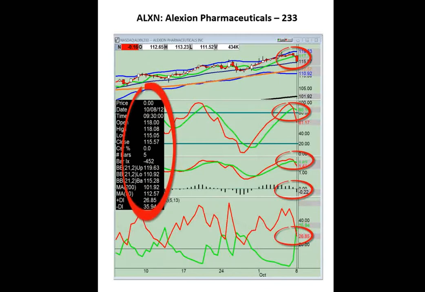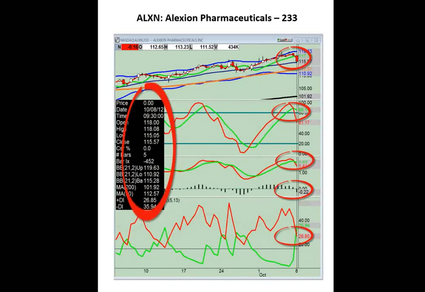And then the BB21,2 BA is the basis line. That's basically the middle Bollinger Band, and you can see its value is 115 and change. The next line says moving average 200, MA 200. You can see that's the value of the 200 MA at that date on the chart, and its value is 101.92.